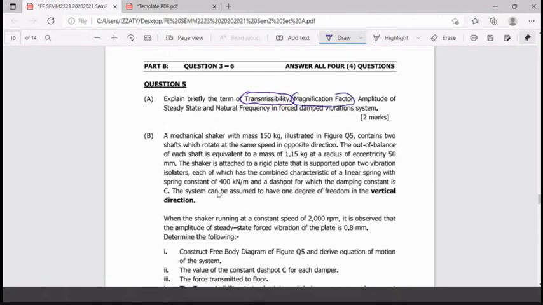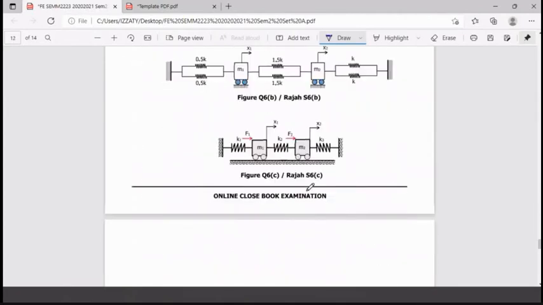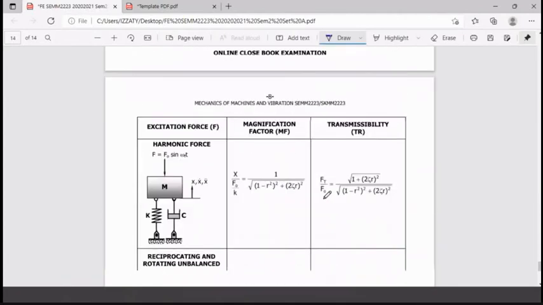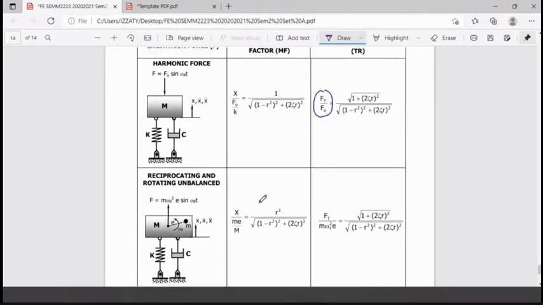If the question provides you this one, for example, I'm not promising you anything at the moment. Let's say they provide you this one. So the transmissibility is what? This is the definition. For the harmonic force, the transmissibility is defined as the force transmitted divided by the applied force. Pick only one, don't pick so many. For example, this one.